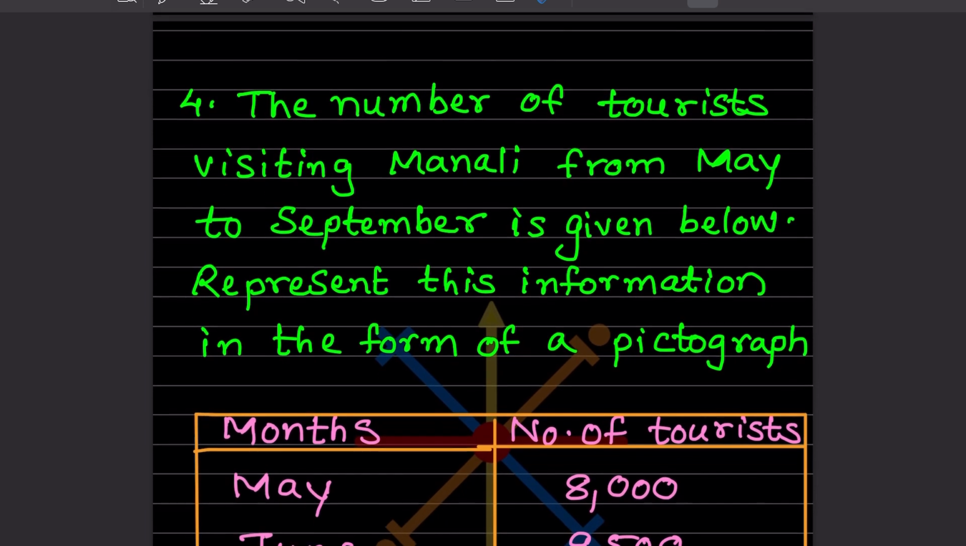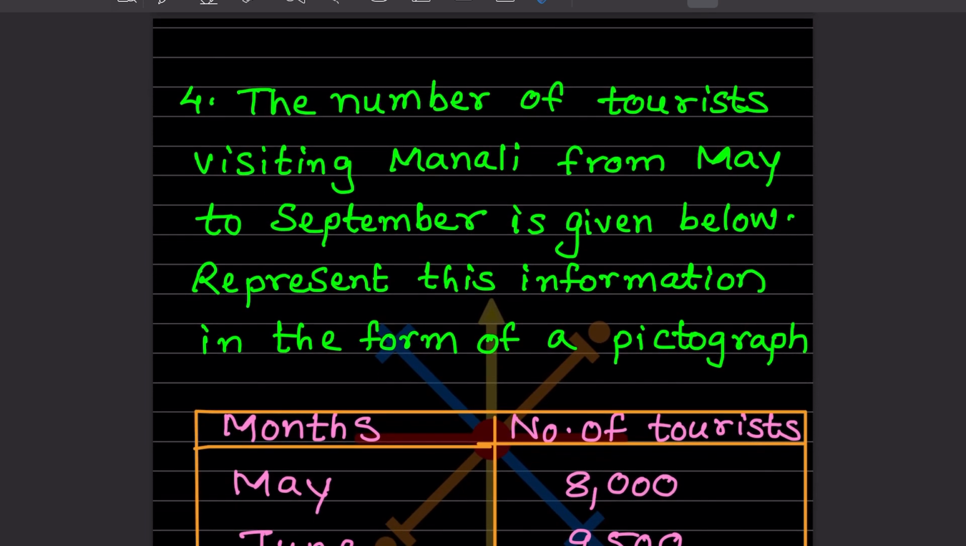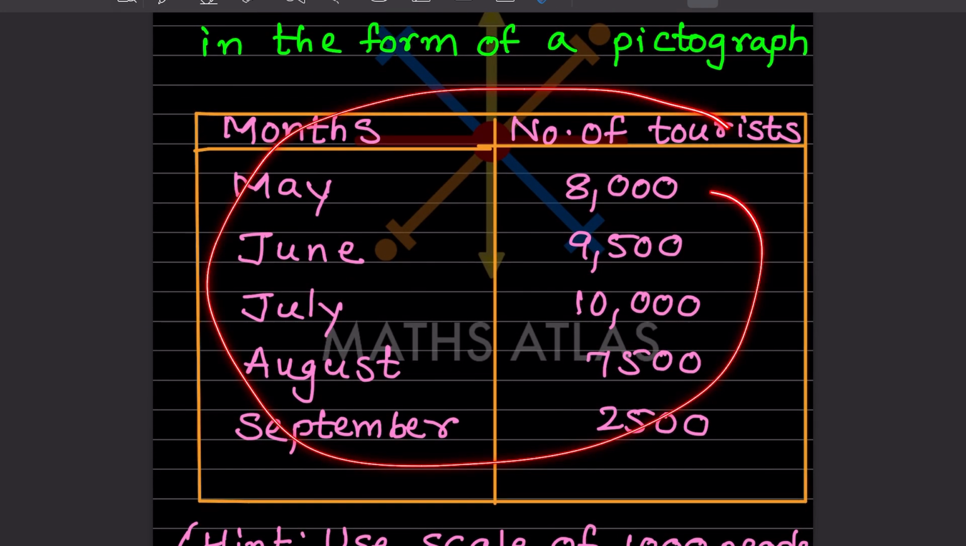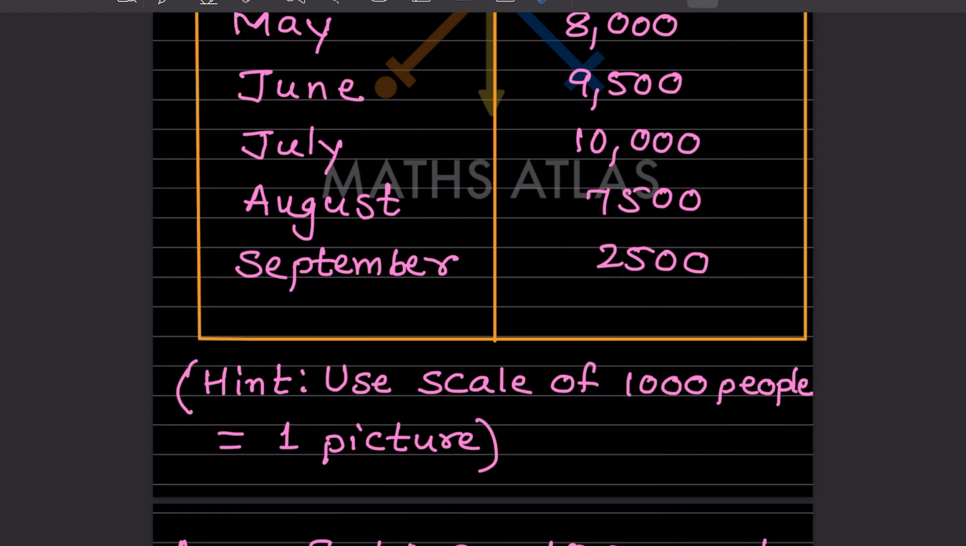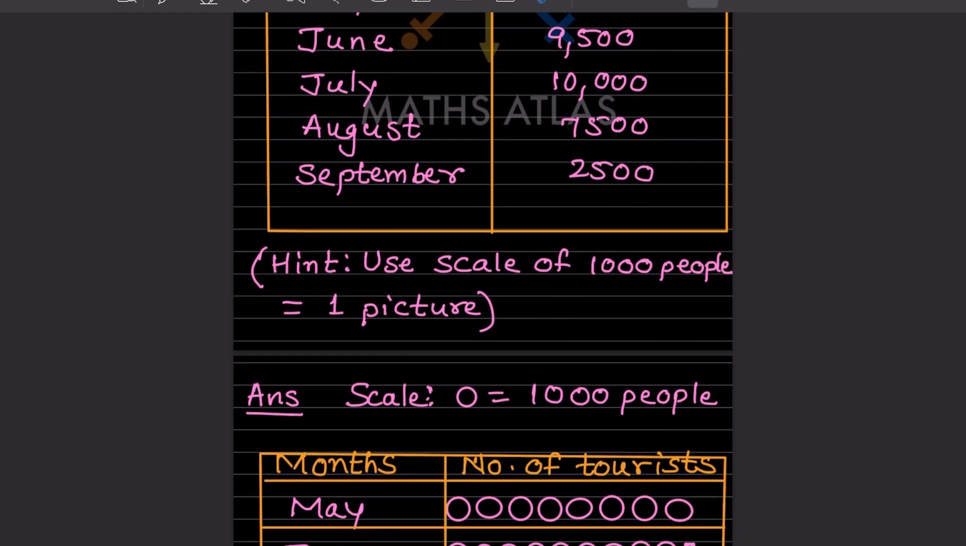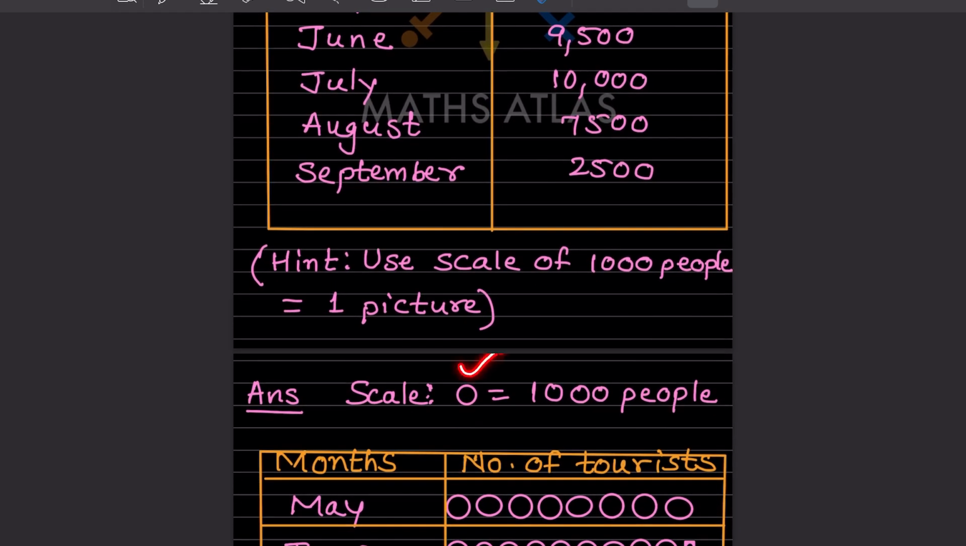The number of tourists who visited Manali from May to September is given below. Represent this information in the form of a pictograph. So this is the table given. And what is the hint given? Scale of 1000 people is equal to one picture. So any picture you can put. I put the picture of a circle. You can put any picture if you want.